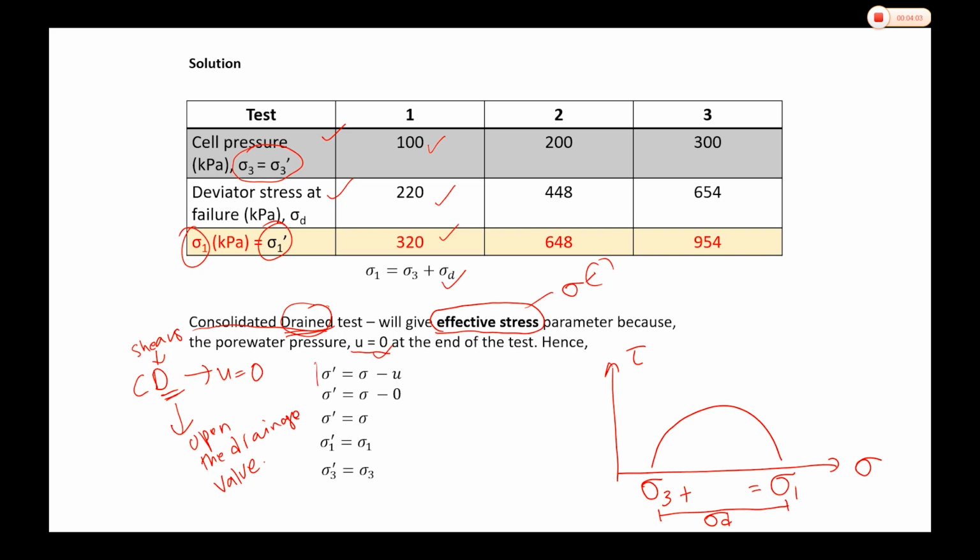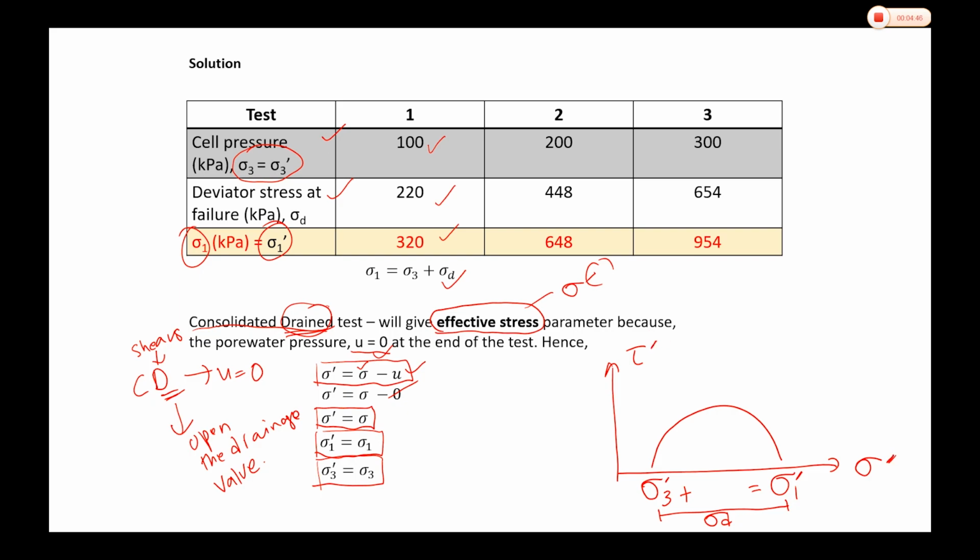Knowing that from this equation, the effective stress prime is equivalent to the total stress, which is the sigma here, minus U. So now when U equals 0, what you have is the sigma prime equivalent to the sigma. That's why we have sigma 1 prime equivalent to sigma 1 and sigma 3 prime equivalent to sigma 3. So for the consolidated drained test, this is sigma 3 prime, sigma 1 prime. The scale of the x axis is also in prime and y is also tau prime.